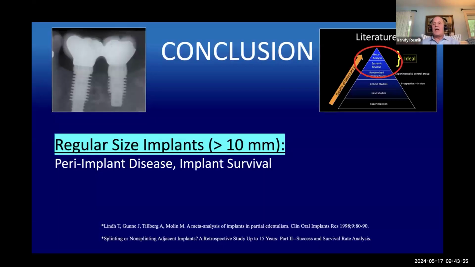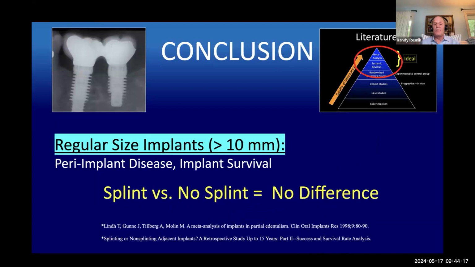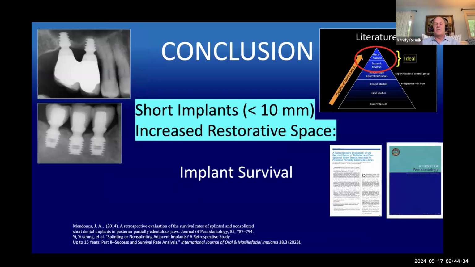So let's look at some systematic reviews and meta-analyses on it. There are not many, so I'm going to give you two, the ones that are more recent and clinically relevant. If you look at regular size implants, greater than 10 millimeters, and look at peri-implant disease and implant survival, splinting versus no splinting, there's no difference. No study has shown that if you splint two implants, you have a higher incidence of peri-implant disease. That has not been shown. This meta-analysis also establishes that.